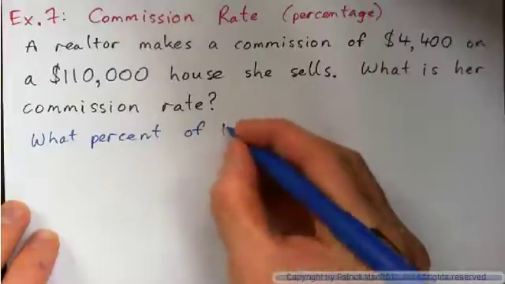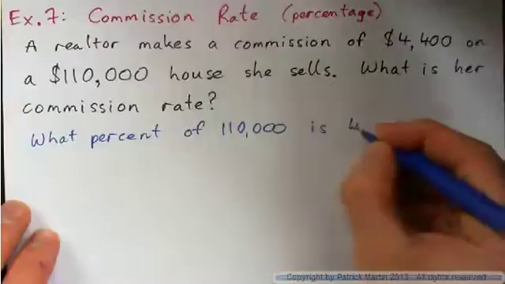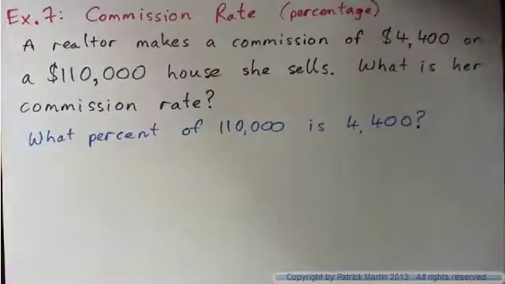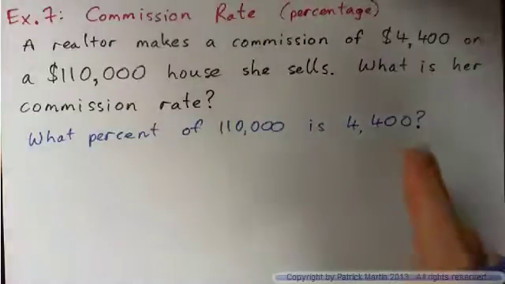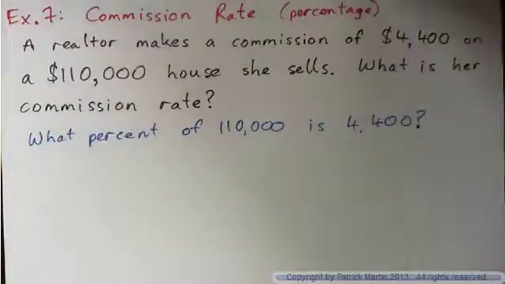of 110,000 is 4,400? Isn't that what we're trying to figure out? Or you could say 4,400 is what percent of 110,000, whichever way you want to do it.